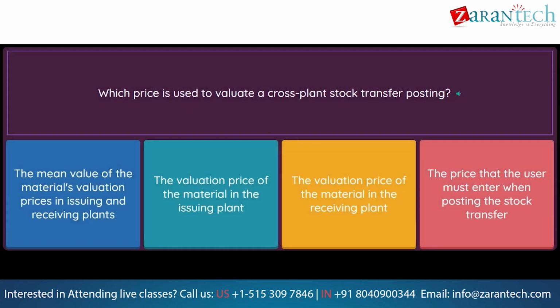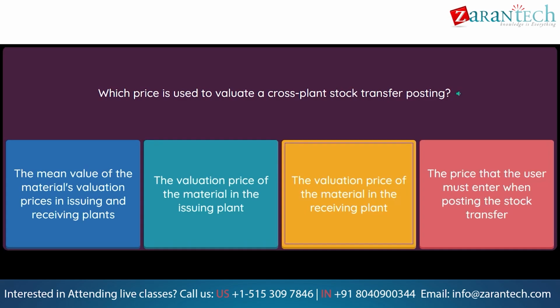Question: which price is used to evaluate a cross-plant stock transfer posting? Option 1: the mean value of the material's valuation prices in issuing and receiving plants. Option 2: the valuation price of the material in the issuing plant. Option 3: the valuation price of the material in the receiving plant. Option 4: the price that the user must enter when posting the stock transfer.